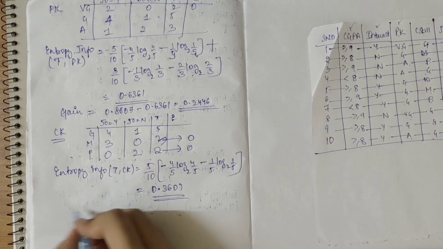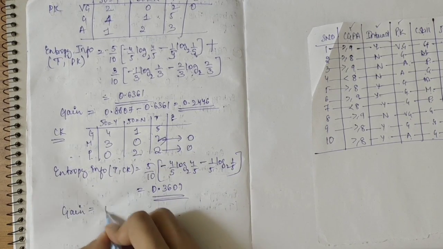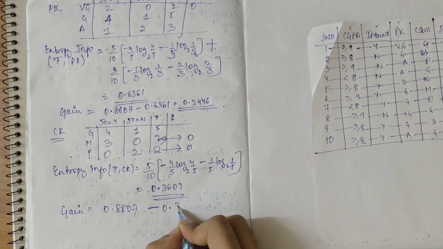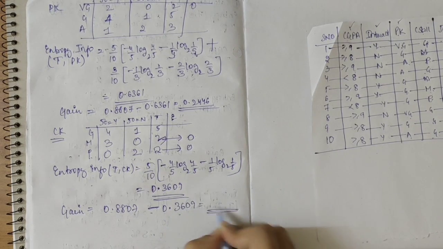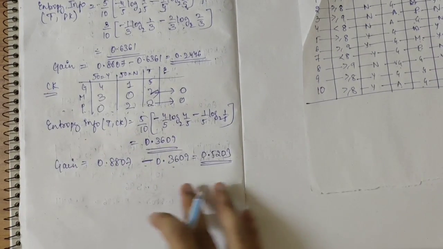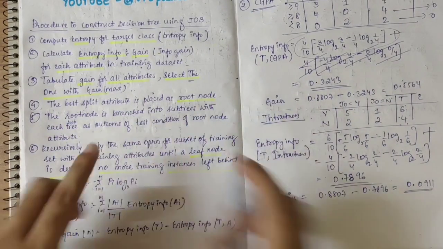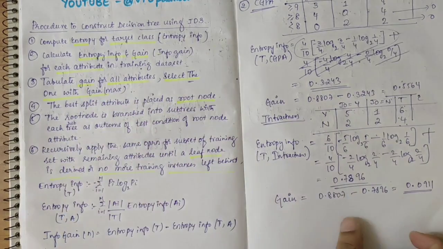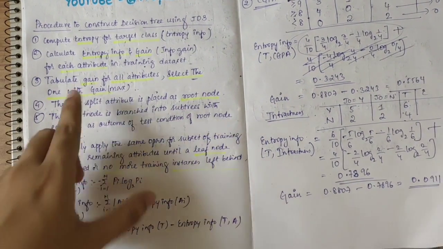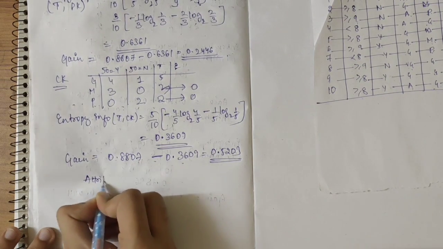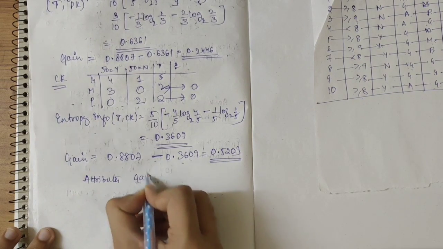Once I have obtained the entropy value, I will calculate the gain value, that is 0.8807 minus 0.3609. So I would get the answer as 0.5203. Once I am done with this, I have calculated the gain and entropy value of all the attributes. My third step is to create a table here, which comprises the attributes and their gains.